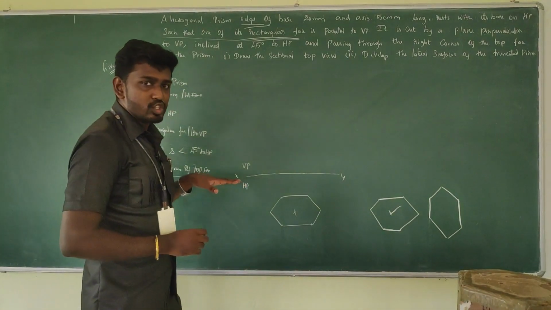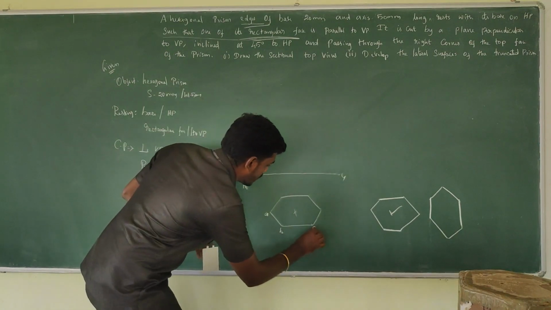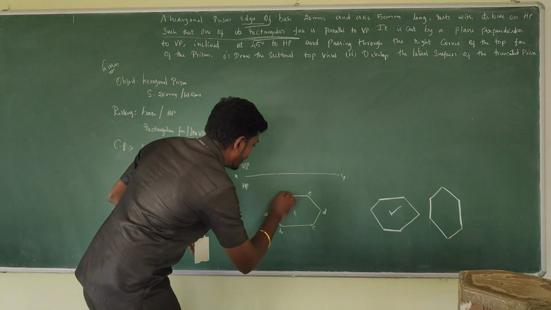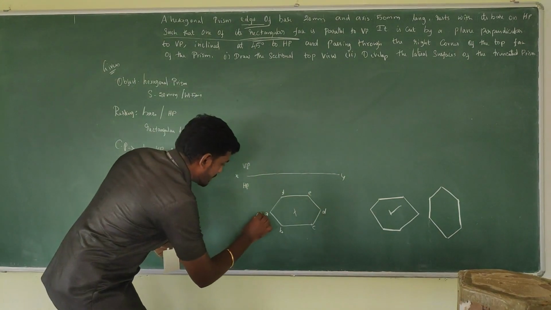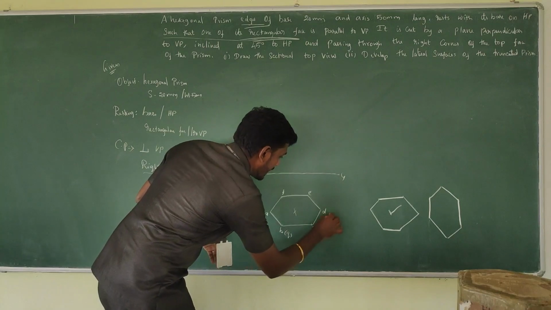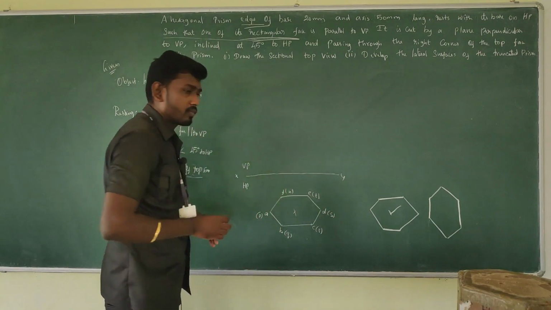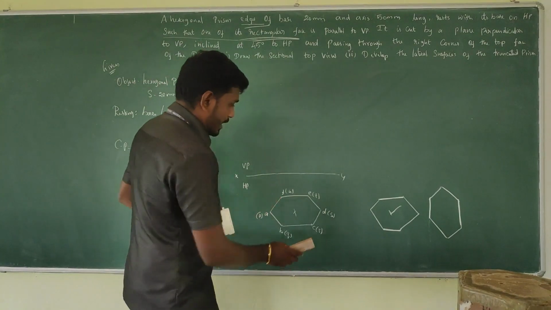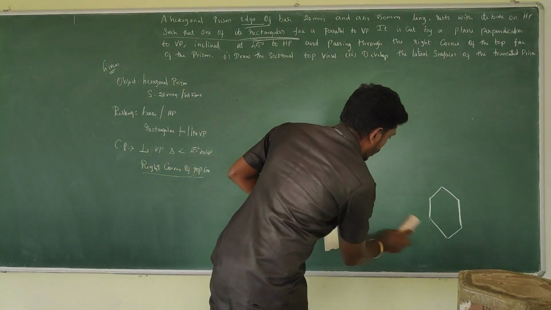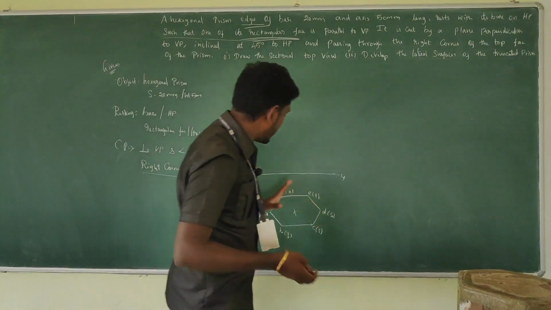So it has two bases. I can name the top base A, B, C, D, E and F, and the bottom base P, Q, R, S, T and U. Okay, we have completed the top view. Now move to the front view trace.